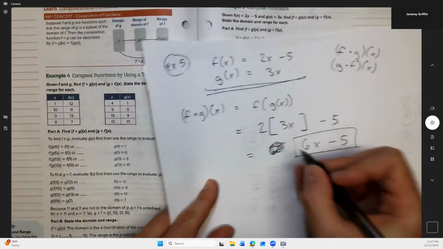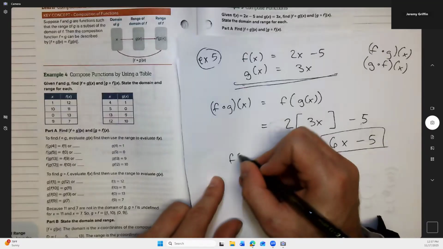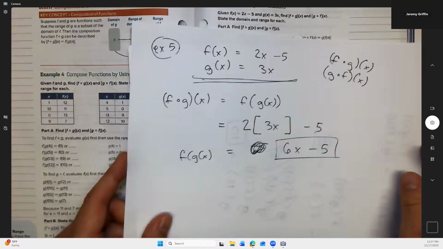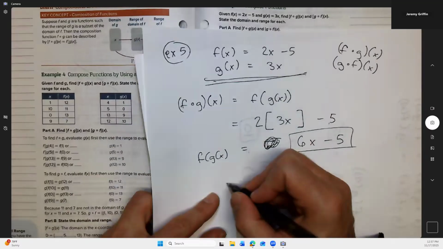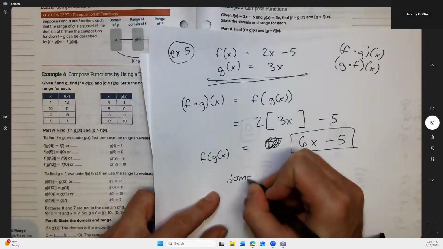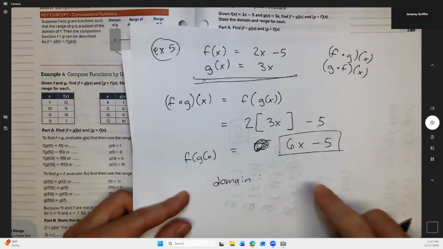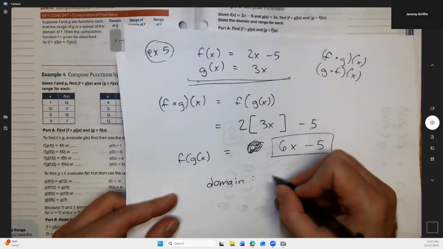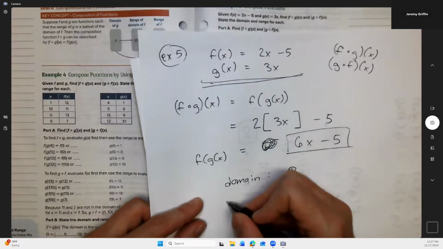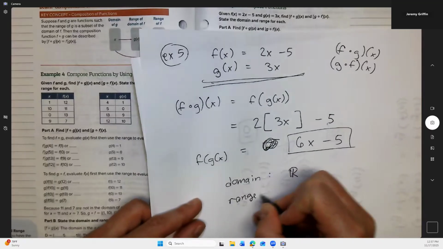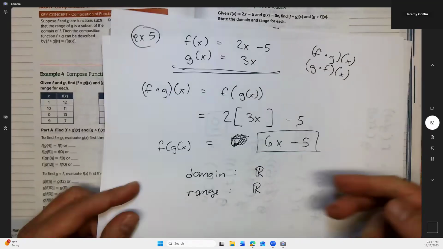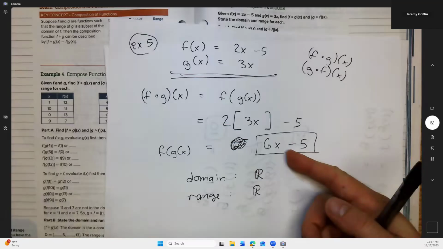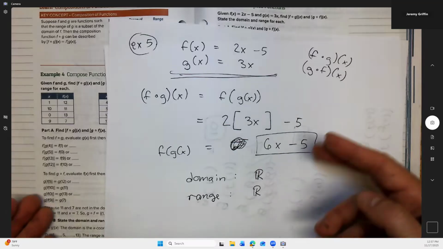That's the answer. Okay. So that is f of g of x. Now what about domain and range? Well, domain could be all real numbers, and I think the same is true for range. I don't see any restriction. I could go from negative infinity to infinity. I could plug in anything for x and I'll also get anything for y.